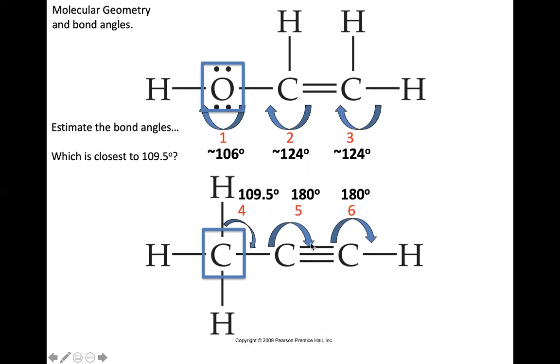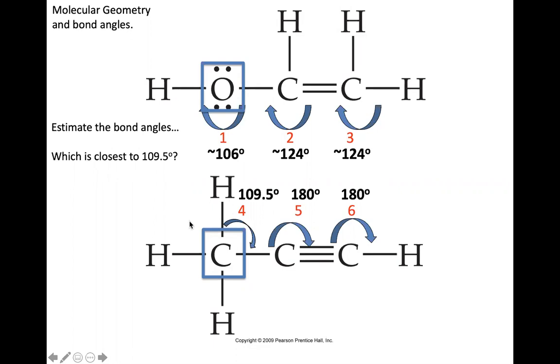For angles 5 and 6, in this case, the image is right. The image is right because this is just a straight line. In order to separate things as much as I can, it puts it in a straight line. There are no lone pairs disturbing that or altering it. A straight line is as far apart as I can possibly get. That's why it's 180 degrees. It's exactly in a straight line.